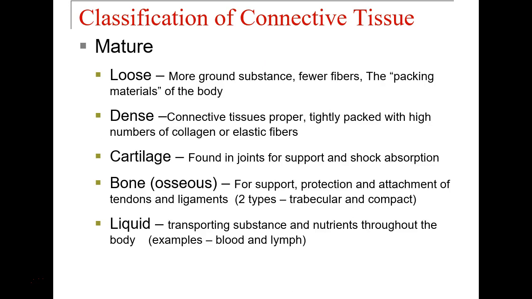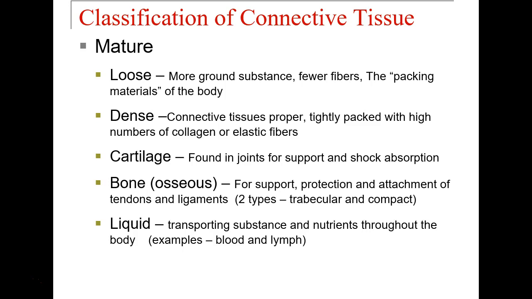Mature types are going to be these five: loose, dense, cartilage, bone, and liquid. So loose, a lot more ground substance is going to be found here, so not quite as tightly packed. This is more of the packing material, like the peanuts in a package. There's a lot of it there, but it's not very tightly packed. There's still a lot of wiggle room in there.